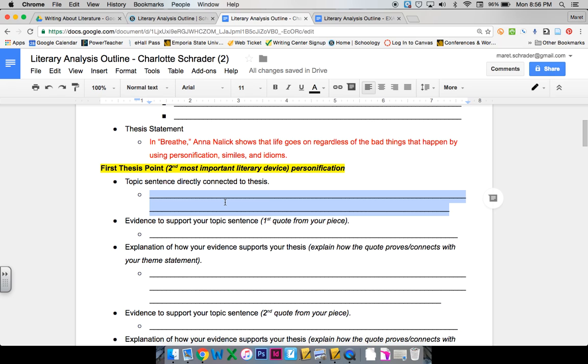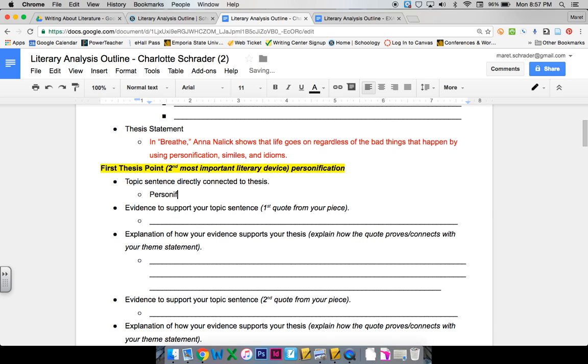So all of our topic sentences are going to use the same formula or the same format, and that's going to be literary device plus theme statement, okay? So the first topic sentence is going to be for this first thesis point. So I want you to double click that line, and then this is the formula that you're going to use. So for mine, it'll be personification is used to show that life goes on regardless of the bad things that happen. Okay, so I have my literary device plus my theme statement. And again, if you want to make that a different color, that's fine.